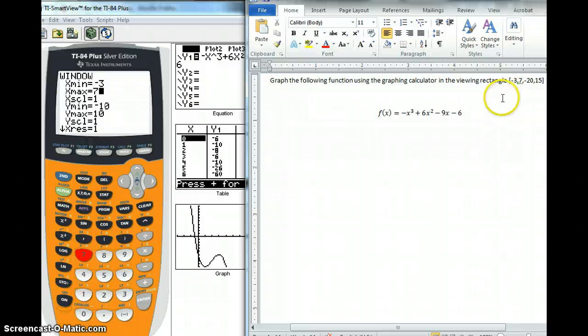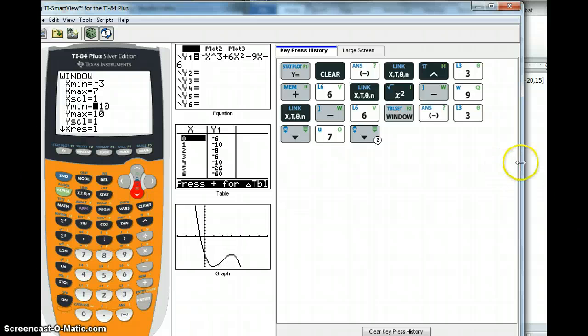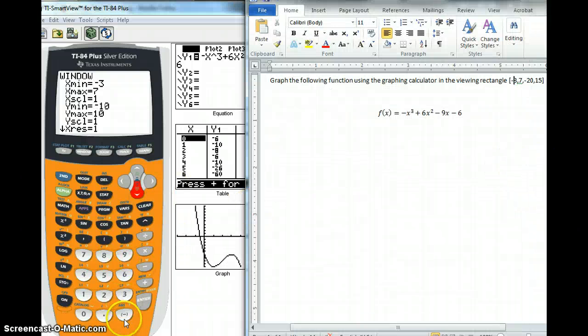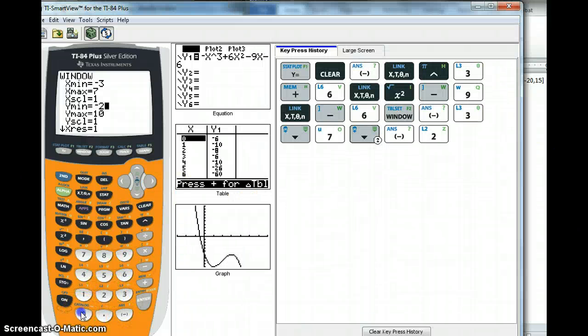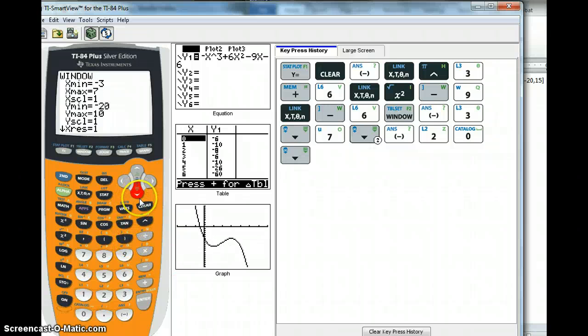The y minimum is going to be negative 20, sorry. So we're going to change the y minimum to negative 20. And the y maximum, it says it is 15. So we're going to arrow down to the y max and enter 15. Be careful, I see a lot of people put these values of y min and y max in the wrong places, like x scale. Make sure you're putting these in the correct place.